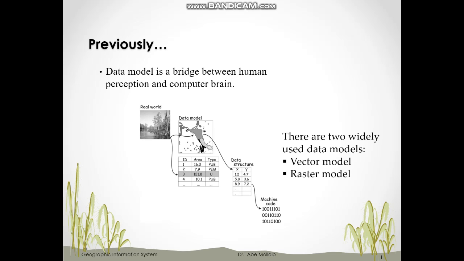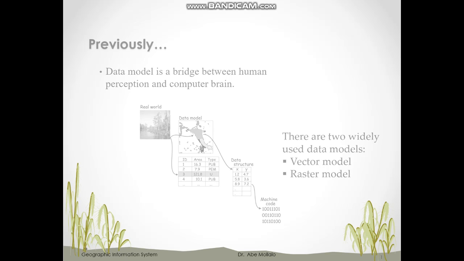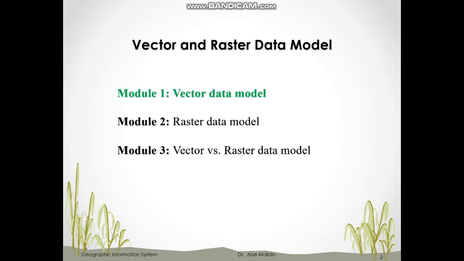So with this background knowledge, I'm going to introduce two widely used data models in GIS, including the vector data model and raster data model. And then we will compare them, their differences, their pros and cons, and whether they are convertible to each other or not. So let's start with the vector data model.